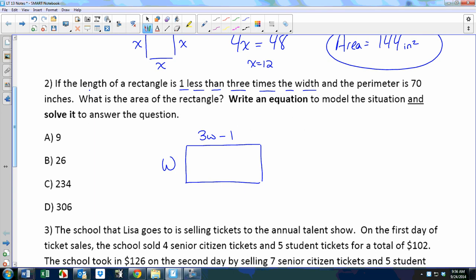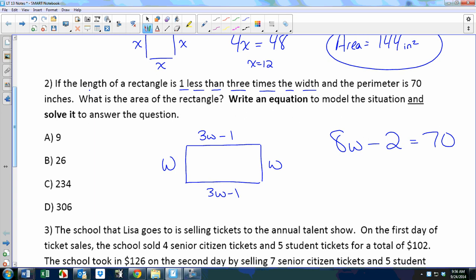All right, finish labeling it. The other 2 sides. W over here, 3W minus 1 over there. And then the fact of a perimeter being add up all the sides from geometry. You add up a W plus a 3W plus a W plus a 3W. So how many W's? 8 W's. A -1 plus a -1, minus 2. And that perimeter, as an algebraic expression, equals 70. There's your equation that models the situation.